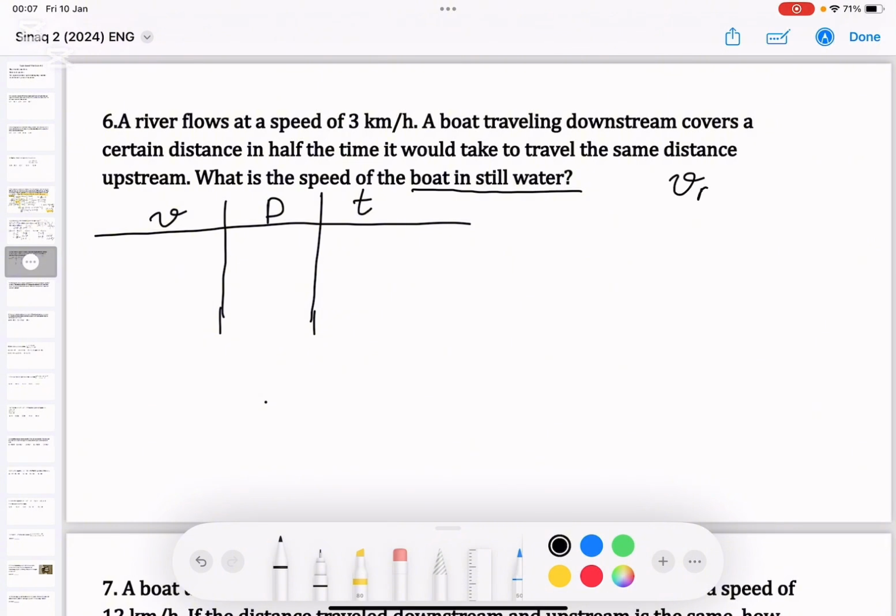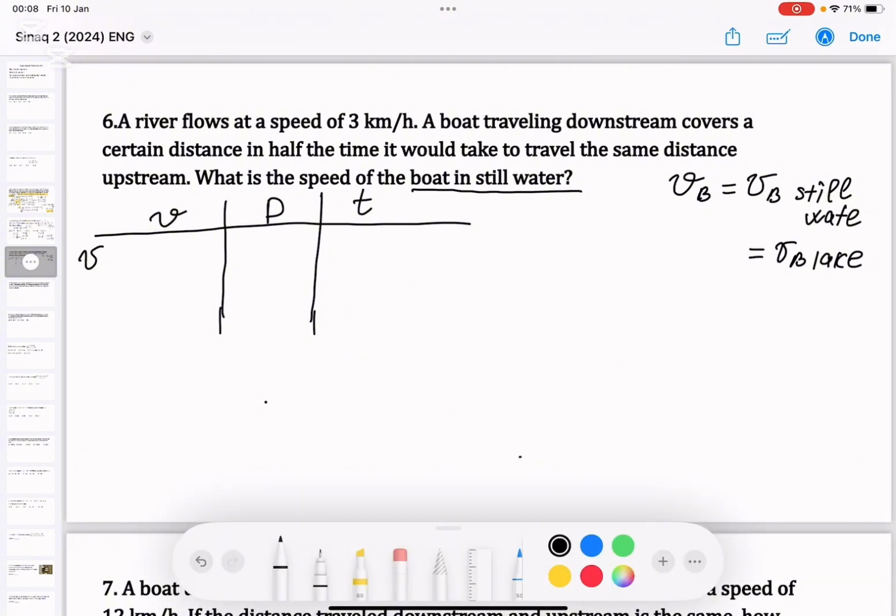the speed of the boat would be equal in this type of question to the speed of the boat in still water, or it would be equal to the speed of the boat on the lake. So basically where we don't have a current. So they might ask you the same thing in different ways. In this particular case, they ask you the speed of the boat in still water. They could have asked you just to find the speed of the boat.